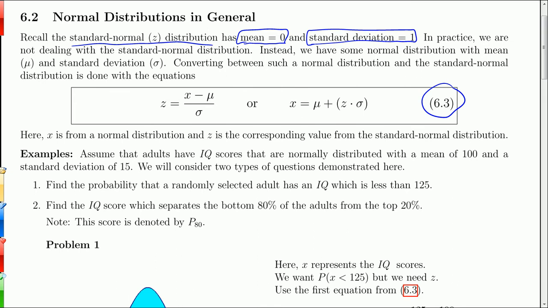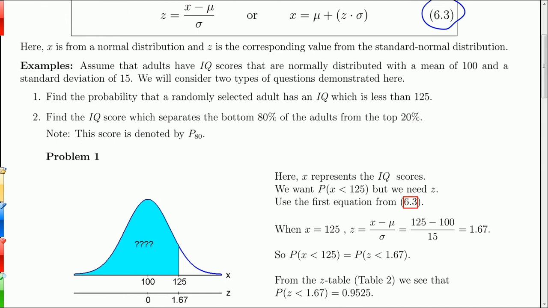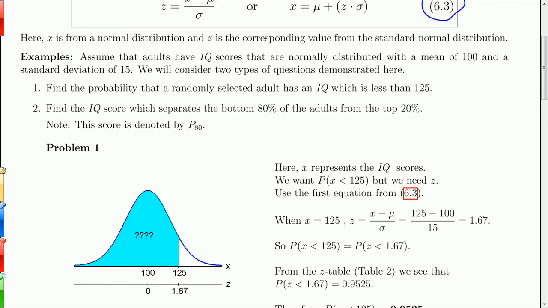Okay, so here's an example, and it's an example we'll be using throughout this section. Suppose adults have IQ scores that are normally distributed, and the mean of these IQs is 100, and the standard deviation is 15. And the mean here we represent with mu, so that equals 100, and the standard deviation denoted with sigma is 15. So we have a normal distribution, but the mean is not 0 and the standard deviation is not 1, so I can't immediately use the standard normal table from the back of the book.